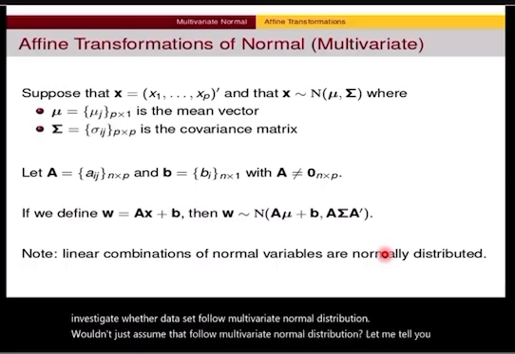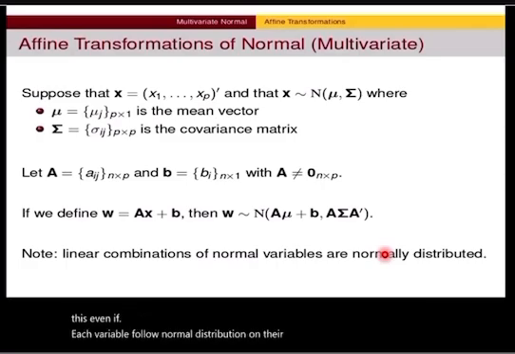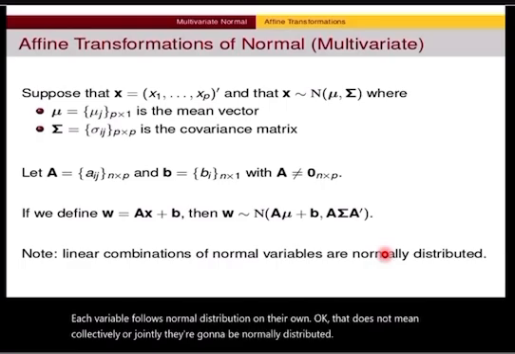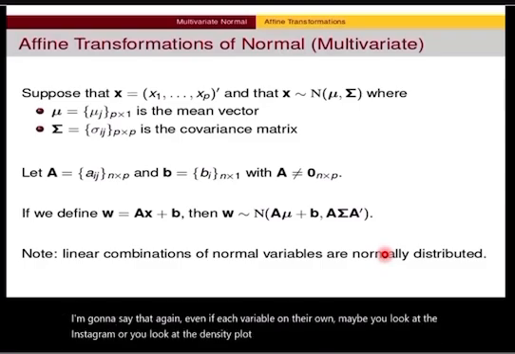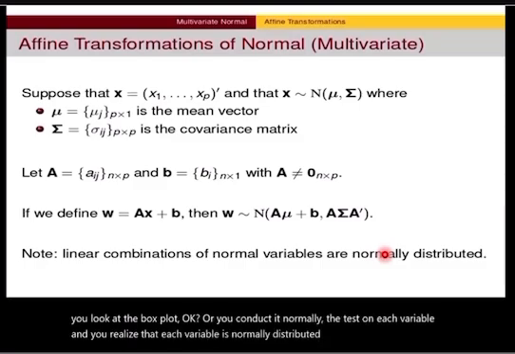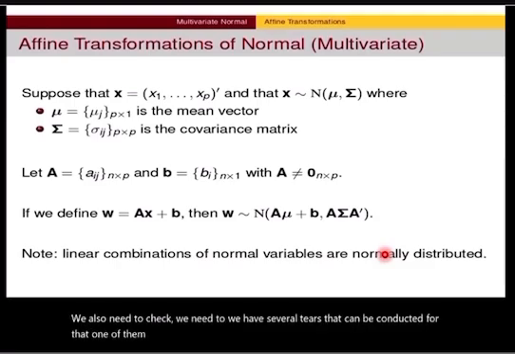Let me tell you this. Even if each variable follows a normal distribution on its own, that does not mean collectively or jointly they're going to be normally distributed. I'm going to say that again. Even if each variable on its own, maybe you look at the histogram, the density plot, the stem and leaf plot, or the box plot, or you conduct a normality test on each variable, and you realize that each variable is normally distributed, that does not necessarily translate into a multivariate normal distribution. We also need to check. We have several tests that can be conducted for that. One of them is the Mardia test. Another one is the energy test. But I'm going to review that as time goes on.